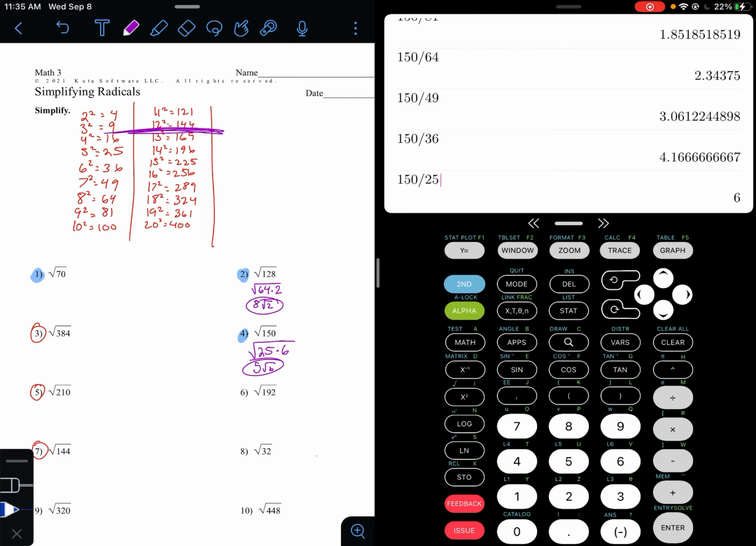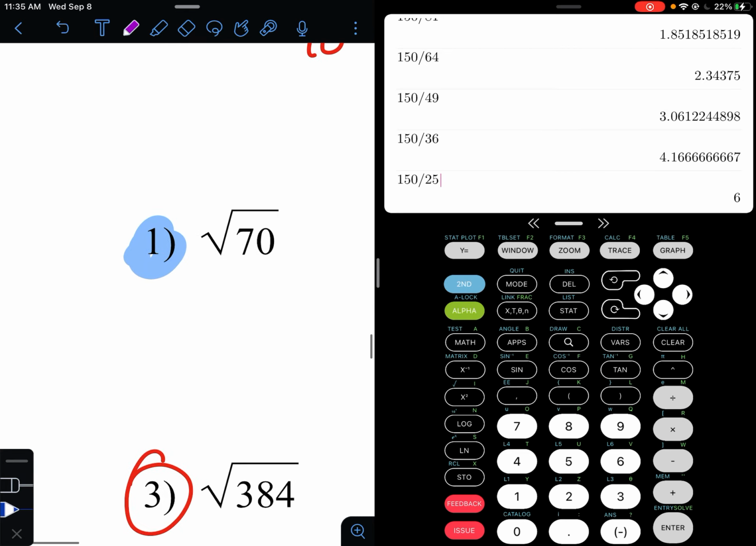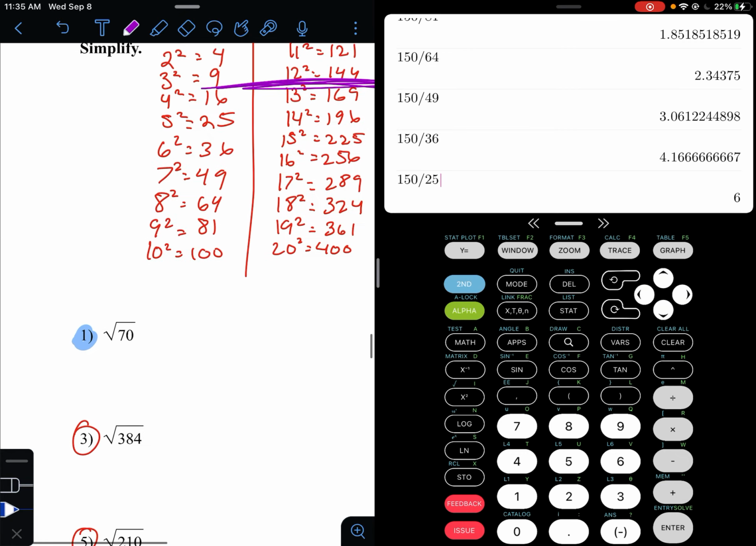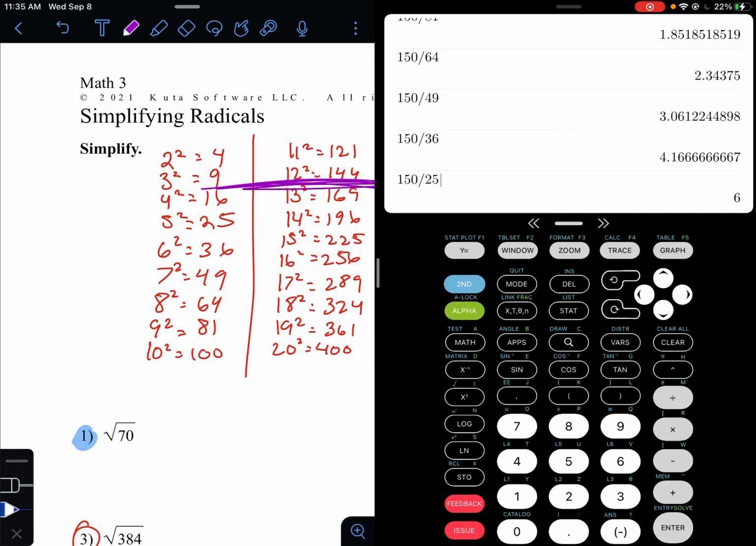All right, so now let's go to problem 1 here. Now, again, in order to simplify this, you have to break it down so that you have a perfect square, okay? So if we do 70, 70 would start off right here at 64. So we're going to do 70 divided by 64. Does not work. 70 divided by 49. Does not work. 70 divided by 36. Does not work. 70 divided by 25, not going to work for me.